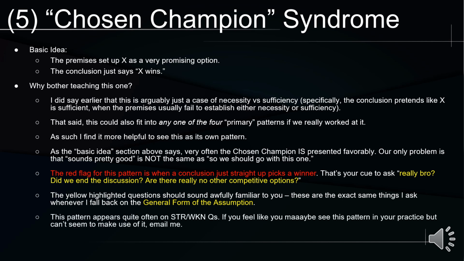So a final note about this pattern is that I think it appears most commonly on strengthen and weaken questions, and so a strengthener is going to bring up these unmentioned competitors and then dismiss them, whereas a weakener is going to mention these competitors and then present them in a light that is actually competitive with whatever chosen champion there is. That being said, again, just like all the other ones, if you're having trouble identifying it, or you've identified it and tried to incorporate these tips and nothing really works, email me, let me know, and I'd be more than happy to discuss it with you.